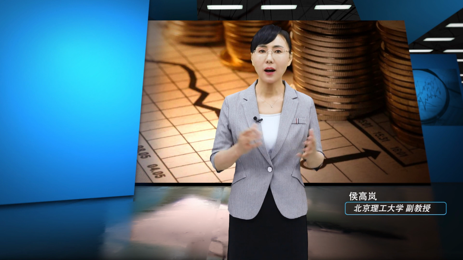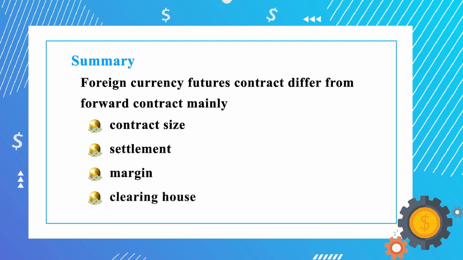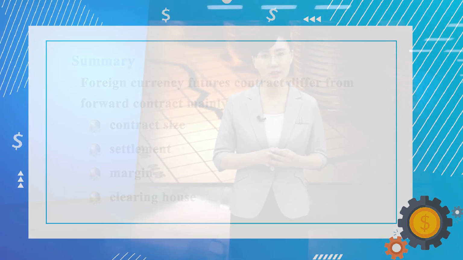These mismatches are not a problem for a forward contract because a forward contract can be customer-tailored to the particular circumstance. In this video, we compared the foreign currency futures contract and transaction with the foreign forward contract and transaction. The main differences are: the futures contract size is standard. Settlement is offset with a reverse transaction rather than executing the contract. Margin is required. The clearinghouse guarantees the transaction.